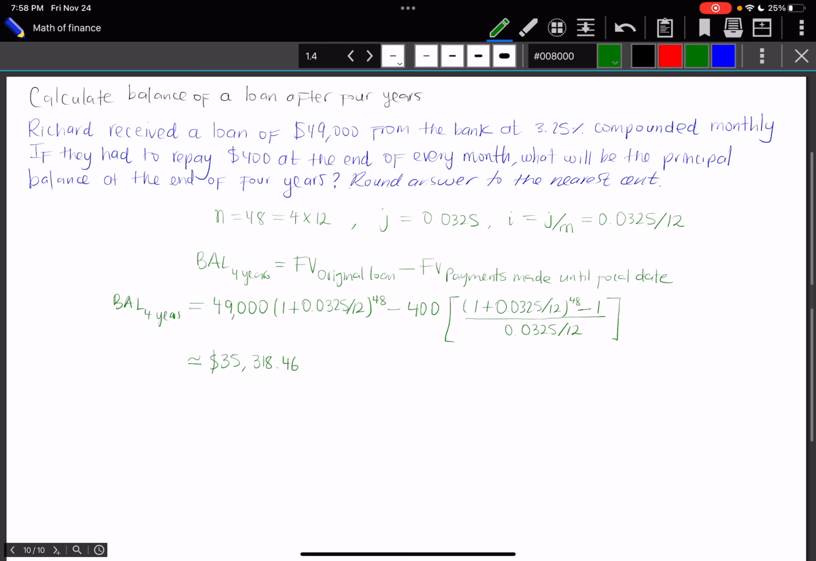To summarize what we did, we interpreted the loan as an ordinary simple annuity. Then we computed the balance of the loan using the retrospective method. In computing that balance, we used compound interest and annuities. We took the future value of the original loan after 4 years and subtracted the future value of the payments made until the focal date. And we got the answer, which can be rounded off to $35,318.46.